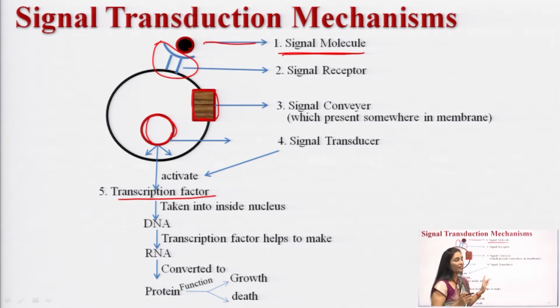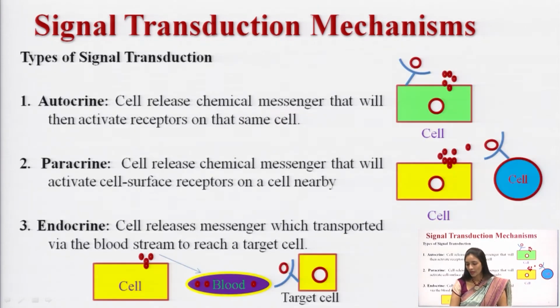So, in this signal transduction mechanism, we discussed the signal molecule, signal receptor, signal conveyor, and signal transduction, which happens inside the cell, and after that the transcription factor will be activated, DNA will be converted to RNA, and finally the protein will be synthesized. Okay. The signal transduction mechanism has been classified into 3 types. One is autocrine, second is paracrine, and third is endocrine.